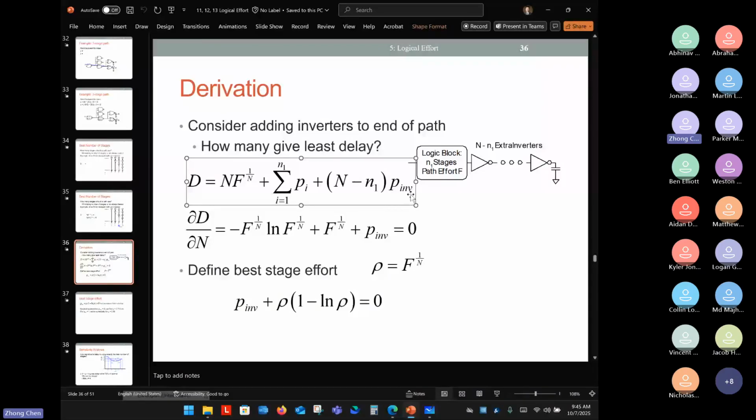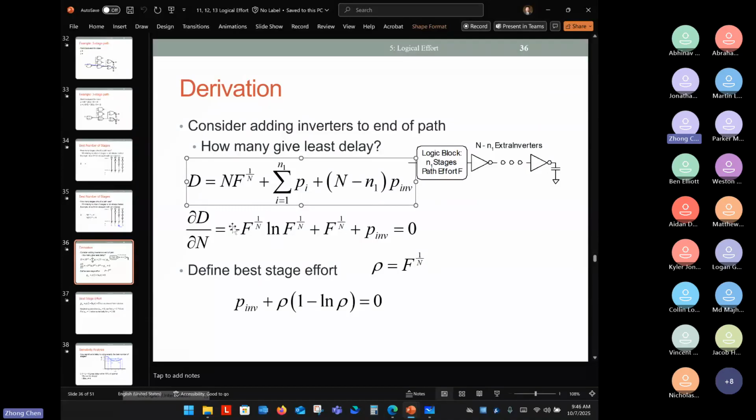Okay, so you may be wondering why I care about this very general equation. Because here, the number N is what we want to figure out. Once we change N from N1 all the way to a very large number, this D will change with the number of stages. So in order to find the smallest D as I change N, I can do a derivative, the partial derivative of D with respect to the number of stages. You can do the derivative with respect to N in this equation, and you will get this.